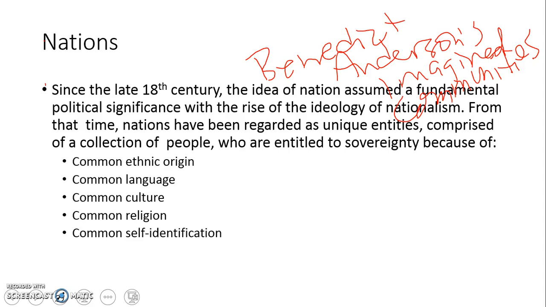At least that's where I'm most familiar with it. There are certainly many other ways that we can define what the nation is, but that's a good place to start. Nations, since the 18th century, though, have been regarded as unique entities that are comprised of people who are entitled to sovereignty, the big part of Benedict Anderson's point, because of several characteristics. They often have a common ethnic origin. They often share, as a result of that, a common language, culture, religion, and then they self-identify in a way that brings them together under the banner of that nation.